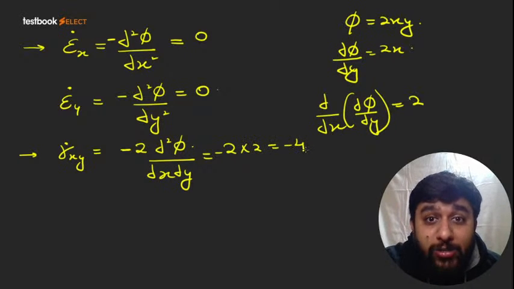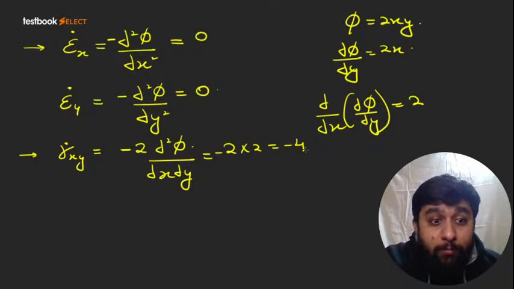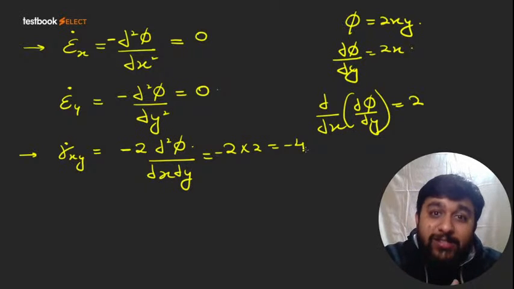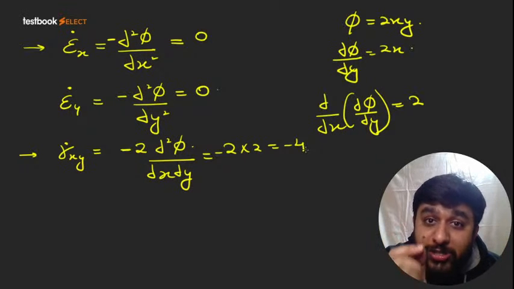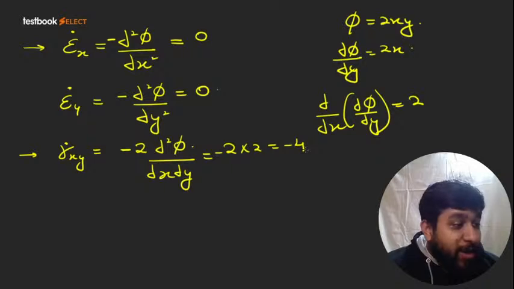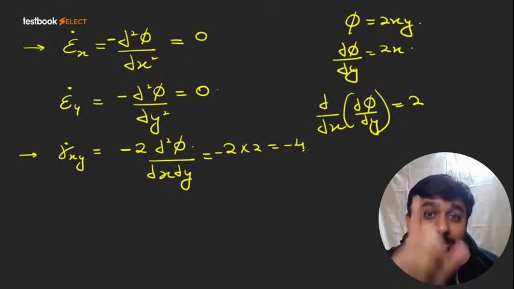So gamma dot xy is non-zero. But linear strain rates are 0. This means when the particle is moving ahead, it is not changing size, but it is changing shape. It is not changing volume, but it is changing shape.